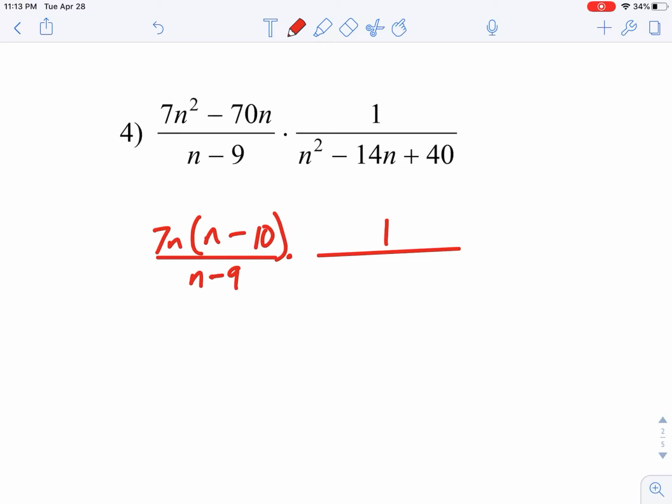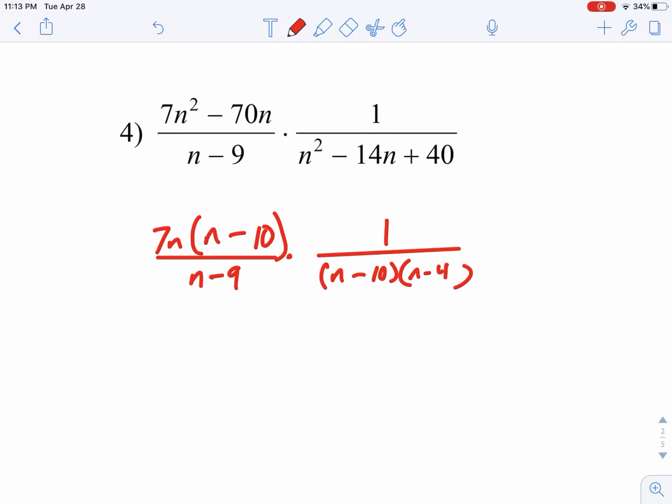You can't really do anything with that. This 1 up here is just going to stay a 1, but this quadratic, I can do this kind of factoring. So I put down n and n. I need two numbers that'll multiply to 40 and add up to negative 14. Well, 10 times 4 is 40. Negative 10, negative 4 adds up to negative 14, so there it is.